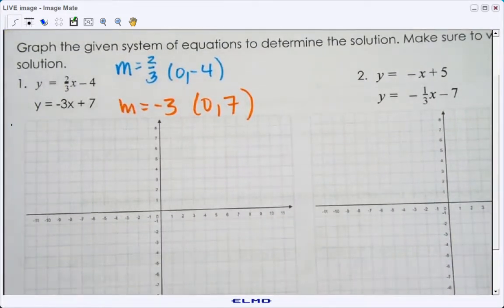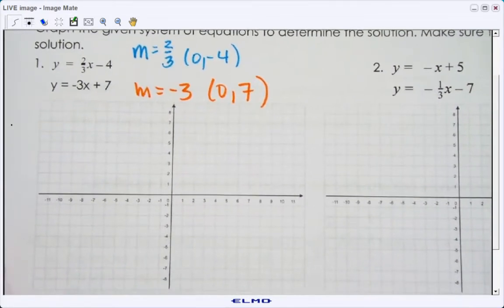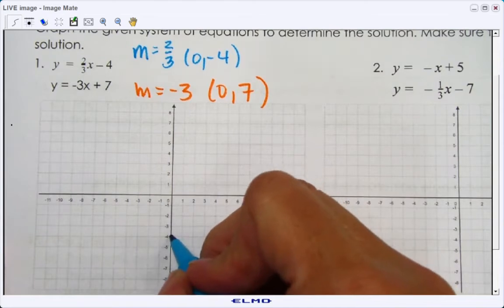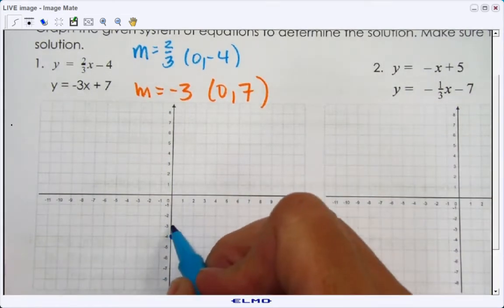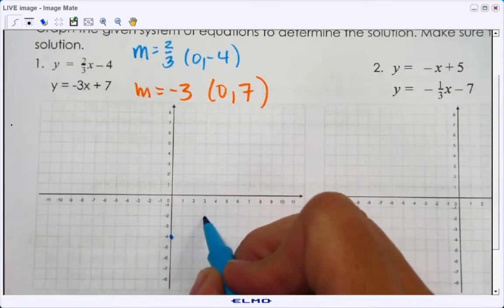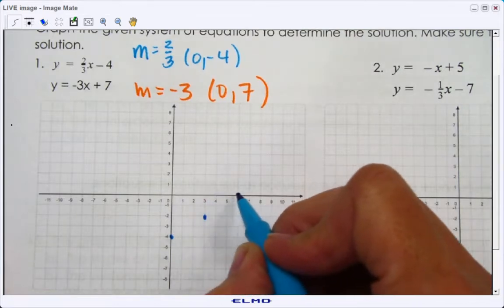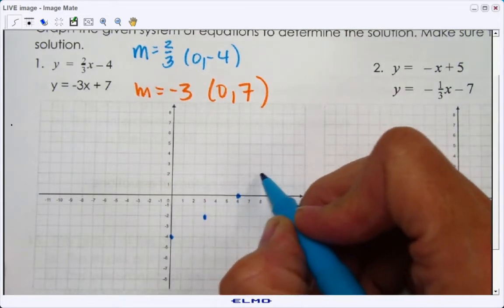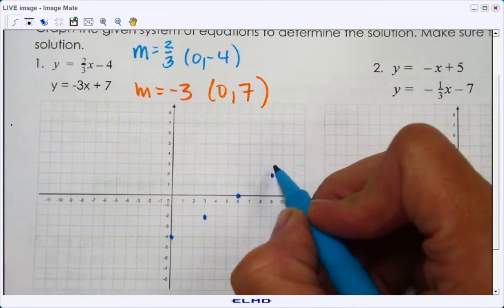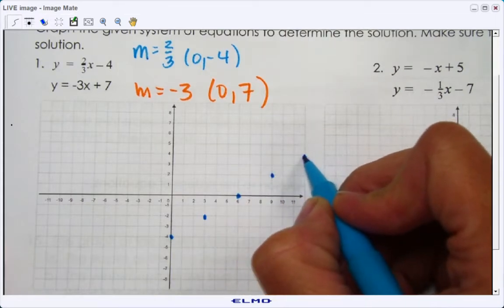So when we talked in this section, we talked about if the slopes are different, then there's one solution and we have to find that one solution. So we know for sure that this one will have a solution. So I go to 0, -4. I plot a point. I go up 2, 1, 2, and over 1, 2, 3. Up 2 and over 3. Up 2, over 3.